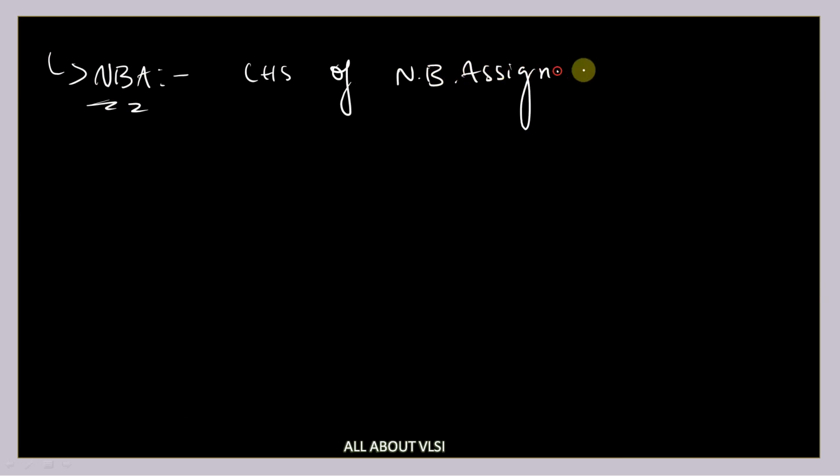So in the NBA region, the LHS of the non-blocking assignment will be updated. In the active region, only evaluation is happening, but not the updation. The actual updation to the LHS happens in the NBA region.